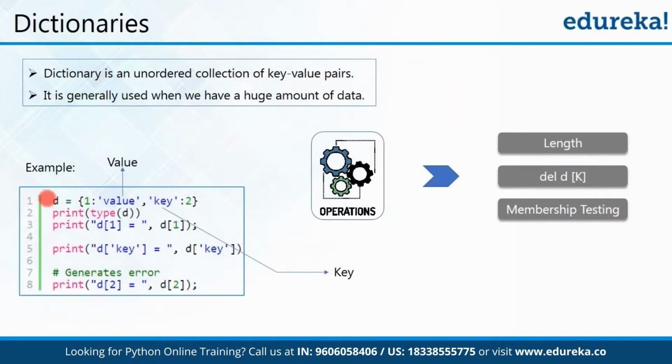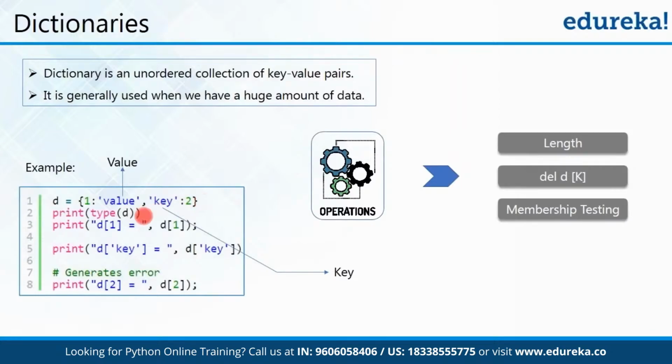So over here we have a dictionary D, and inside that dictionary we have a key, that is 1, colon, the value that is assigned to this particular key, and that is nothing but a string, that is value. Similarly, we have one more key, and that key is actually "key" only, which is a string type, colon, the value assigned to it is an integer, that is 2. So basically it is a key value pair, and you enclose all of these within curly braces.